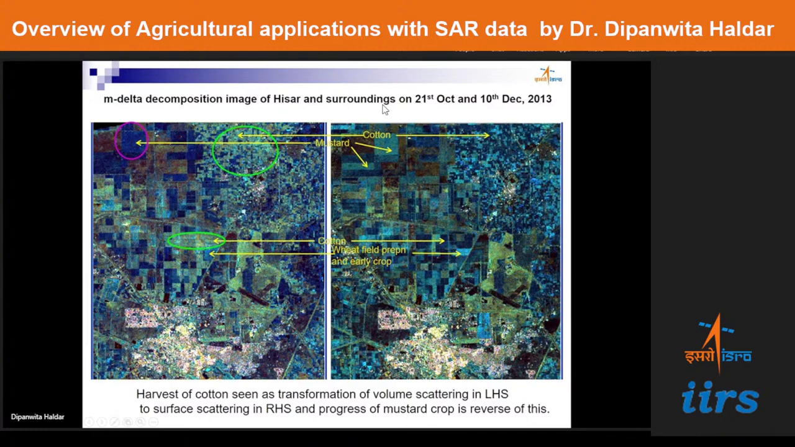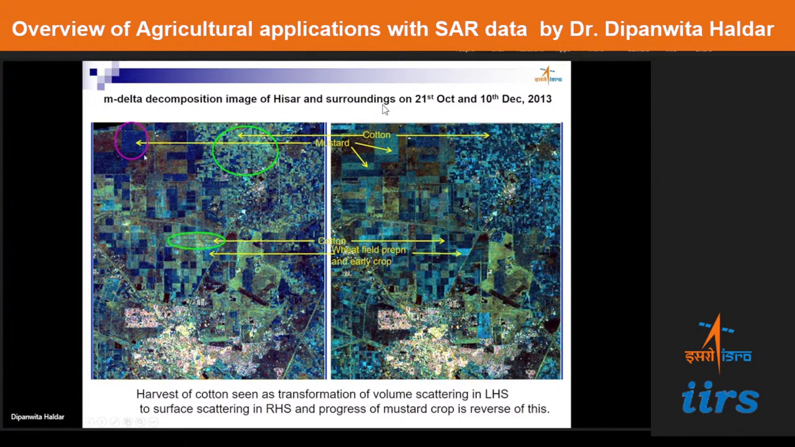So this particular data set is Hisar and its surrounding area. These big plots, crop fields you are seeing, are part of the Central State Farm in Hisar, Haryana. And now we'll come to interpretation of these colors.